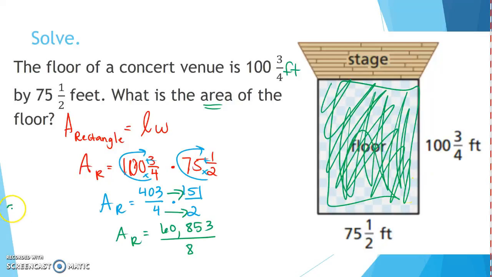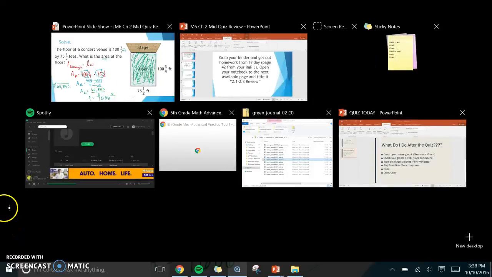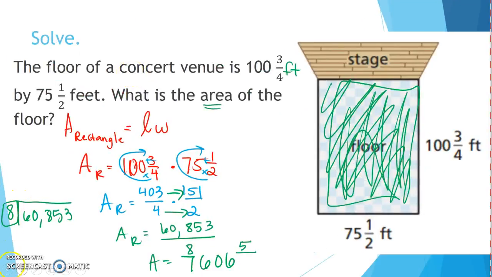So we're going to want to see how many times can 8 go into 60,853. So once we do that long division, you end up with 7,606, and then there was a remainder of 5. So that becomes our numerator, and what we are dividing by, which is that 8 right here, that becomes our denominator. So 7,606 and 5/8 feet, but area is always squared, so we have to make sure we square that.